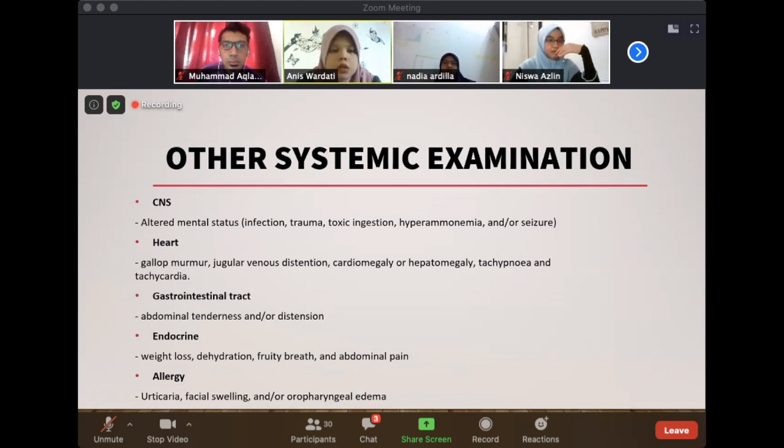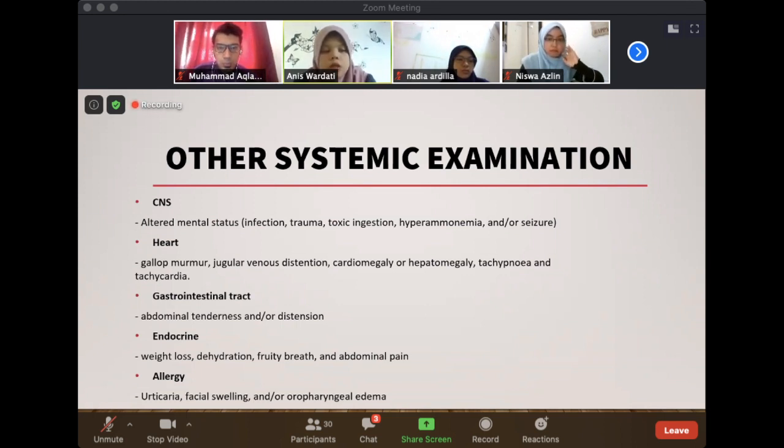So apart from the respiratory examination, you need to exclude other causes from other systems. For example, for CNS, if there is any altered mental status, it can be due to infection, head trauma, toxic ingestion, or hyperammonemia, because when there is a high amount of ammonia, it can cause encephalopathy, which can affect mental status. For the cardiovascular examination, murmur, jugular venous distension, cardiomegaly, and hypertension may indicate the patient is in heart failure, which can also present with breathlessness. For GIT, look for abdominal tenderness or abdominal distension. For endocrine, weight loss, dehydration, and vomiting and abdominal pain may indicate ketosis. So the next one is allergy.